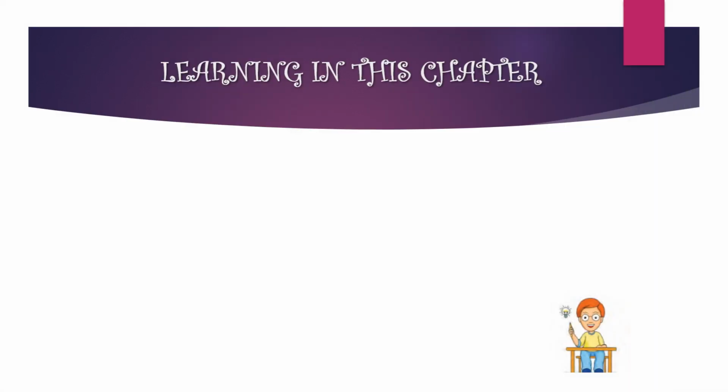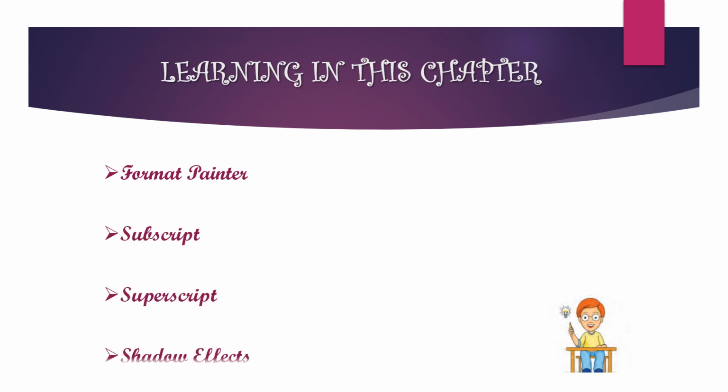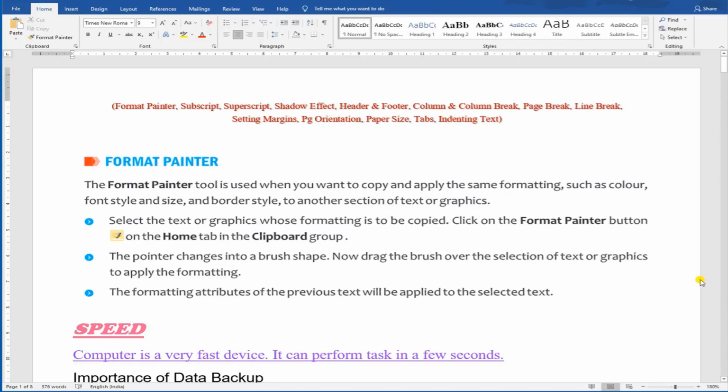Let's see what we are learning in today's class, in this chapter. First, Format Painter, subscript, superscript, shadow effects, header, footer, and page number. So let's start. Okay, so students, we will start with Format Painter.